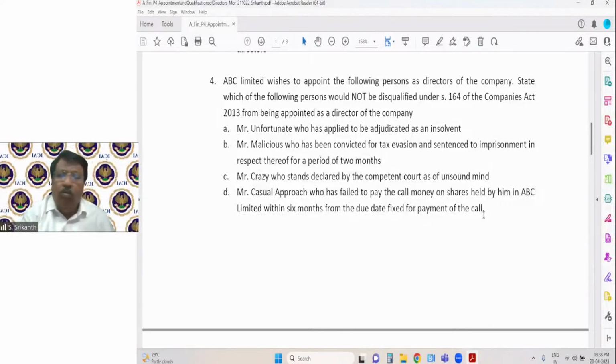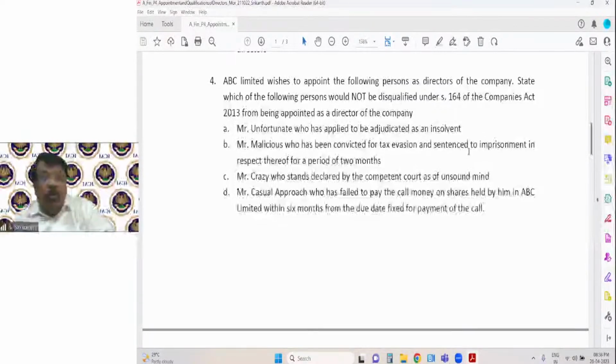So D, no. D is disqualified because he has not paid the call within 6 months. Crazy is of unsound mind. Unfortunate, he has applied. The minute he applies, he is disqualified. Malicious was convicted for tax evasion. Agreed. But he was sentenced to imprisonment only for 2 months, whereas it should be 6 months. So 4B is the correct answer. 4B is the correct answer.